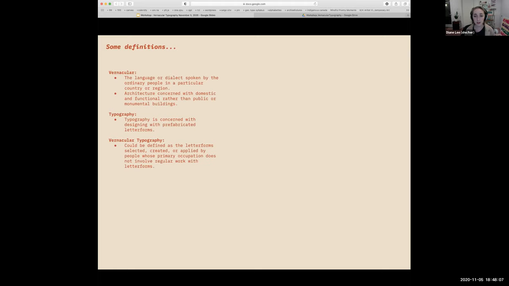And so when those terms are combined, you could say that vernacular typography are the letter forms selected, created, and applied by people whose primary occupation does not involve regular work with letter forms. I find this definition to be very helpful, but it's a little bit narrow.